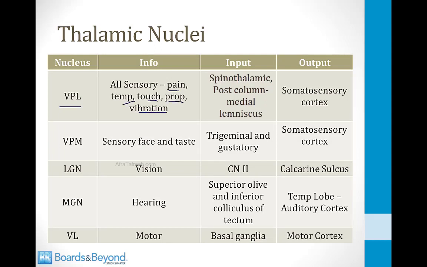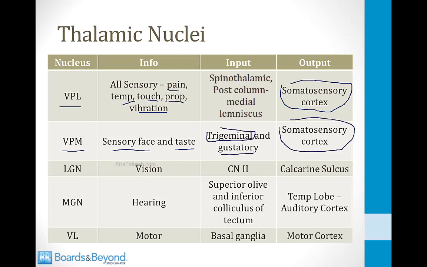It gets inputs from the spinothalamic tract and the posterior column in the spinal cord, and it sends its output to the somatosensory cortex of the brain, and this is how we interpret sensory information in the world. The VPM gets sensory information from the face and also taste, so the inputs are the trigeminal nerve, which is the sensory to the face, and also gustatory fibers, and it also sends its output to the somatosensory cortex in the brain.